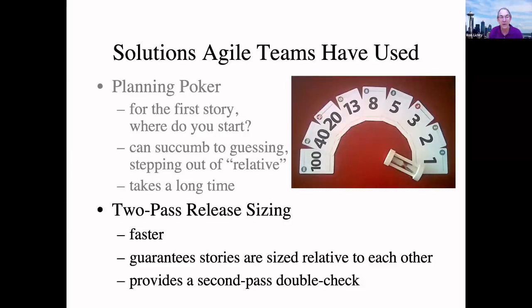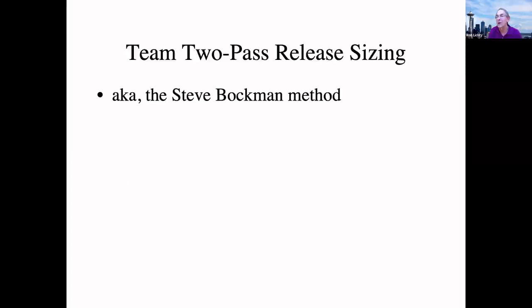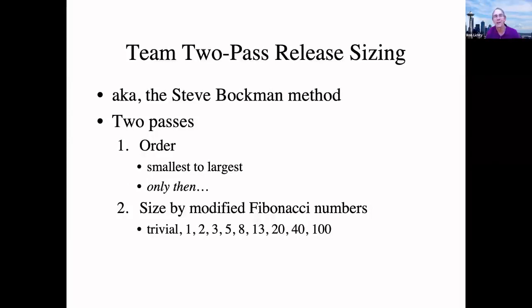And so there's another technique, which I learned 15 years ago when I first started learning about Scrum, called 2-pass release sizing. It's faster. It guarantees stories are sized relative to each other. And in fact, we don't put numbers on stories until the second time around. It's often called the Steve Bachman method. It's sometimes called the Scrum estimation game. And surprise, it's 2-pass release sizing.